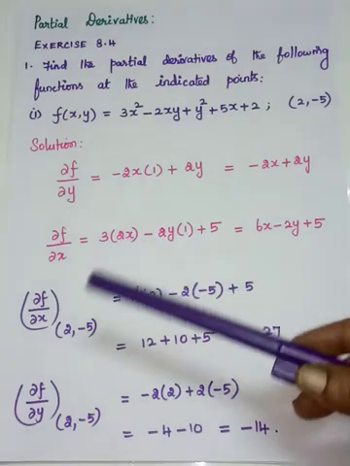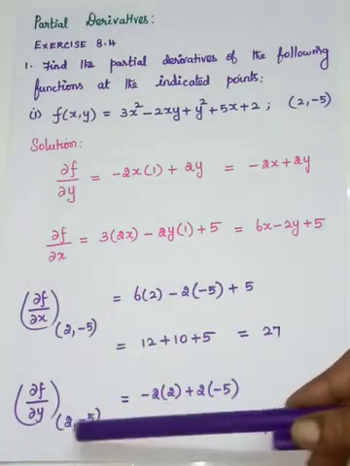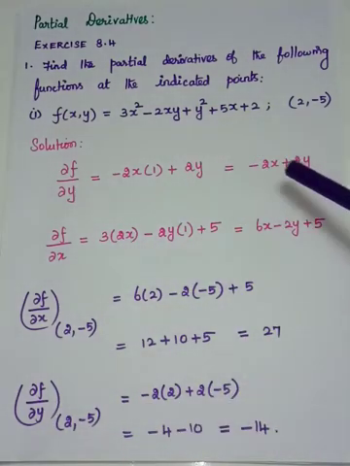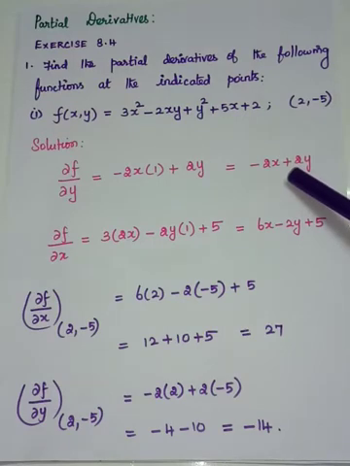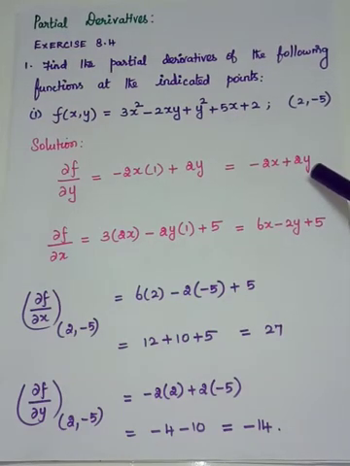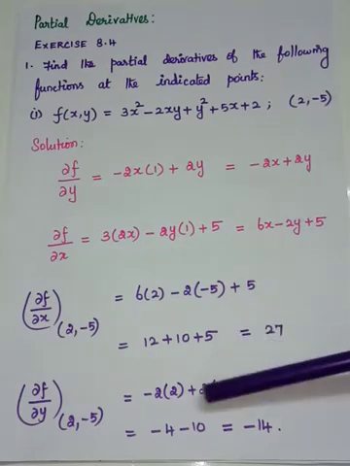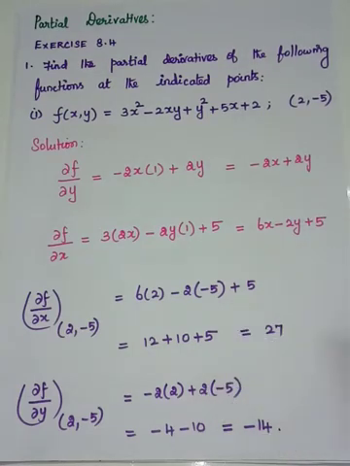In the same way, you have to find ∂f/∂y at (2, -5). So in the place of x, you substitute 2 and in the place of y, you substitute -5. When you substitute, you will get the answer as minus 14.